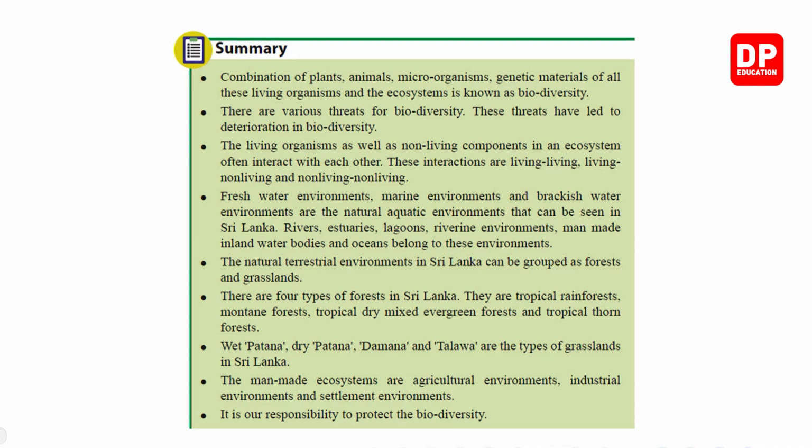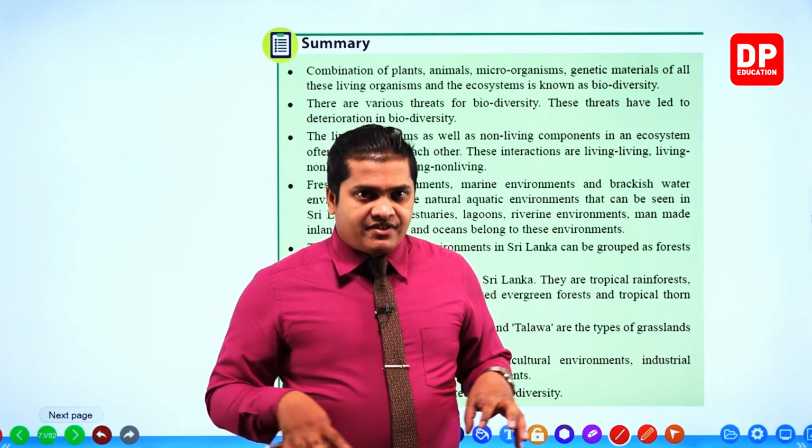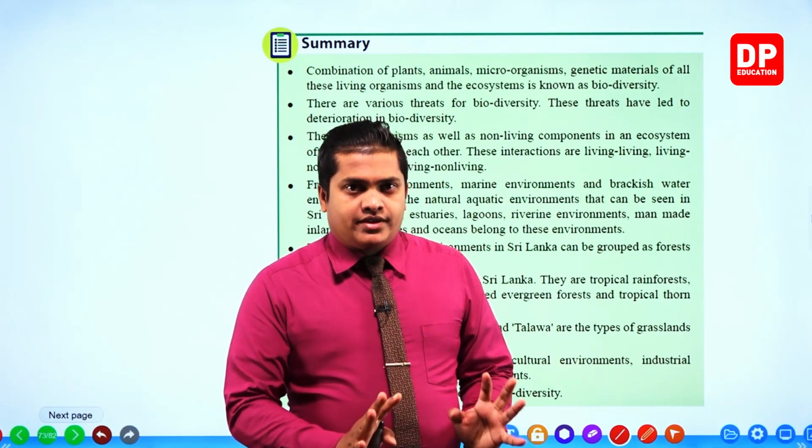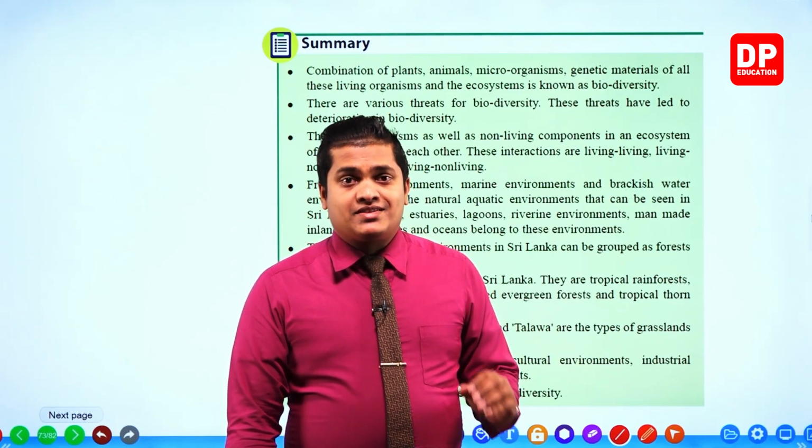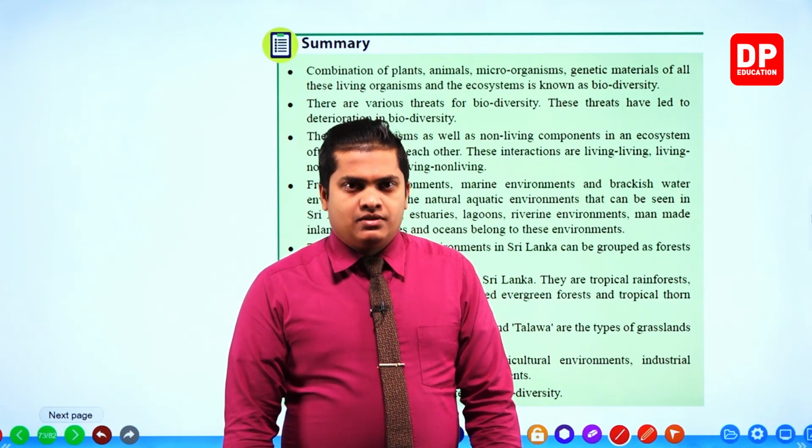Okay. Grasslands. The man-made ecosystems are agricultural environments, industrial environments, and settlement environments. And also there are man-made environments, my dear children. We discussed finally about those things. Man-made environments can be categorized into 3 main groups as settlements, industrial environments, and agricultural environments. Then finally we studied that it is our responsibility to protect the biodiversity. Actually, we have studied in each and every place that it's very important to protect the biodiversity. Okay, as biodiversity is very important to us also, right? It provides several benefits to the earth or our biosphere.